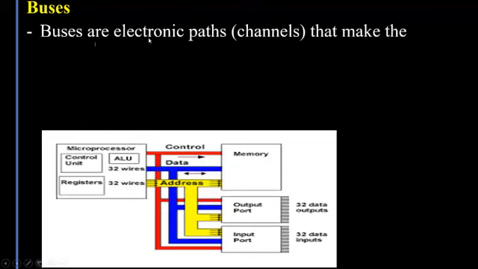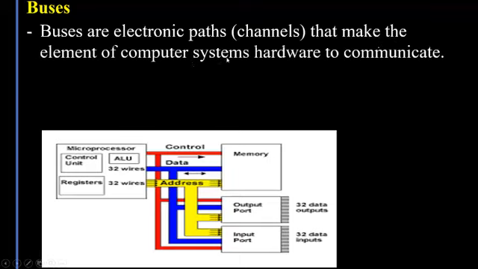So buses are electronic paths or channels that make the elements of computer systems hardware communicate. What are the elements? One of the elements can be the ALU or arithmetic and logical unit. The other can be memory, output, input. So how will they communicate? You need these channels. This blue color is a channel, the red color is a channel, the yellow color is a channel.